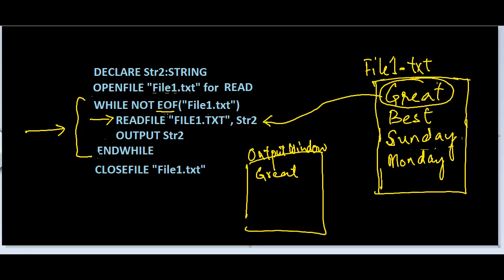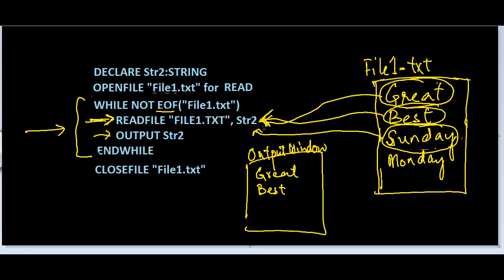So the second time the loop runs, because we've still not reached the end of the file, the read file instruction executes, we are going to be reading this line, and this value is now going to be assigned to the str2 variable. And then when this instruction gets executed, the output window is going to be updated, and we're going to see the next line shown in the output window. Then when this loop runs the third time, this line is going to be read from within our file, and this value is going to be assigned to str2, and then we're going to display this in the output window. So Sunday is going to show up in the output window.